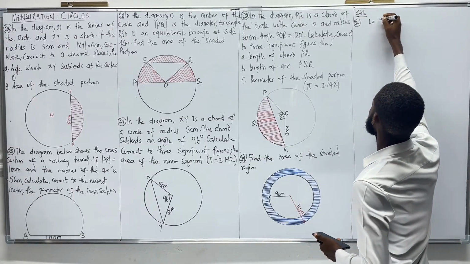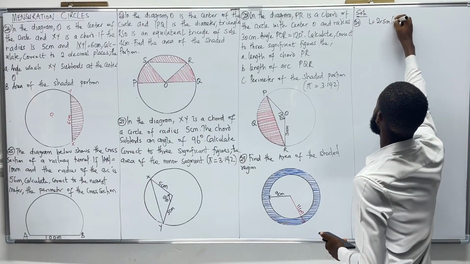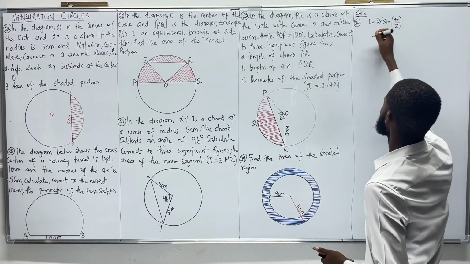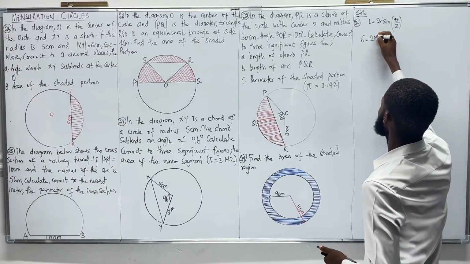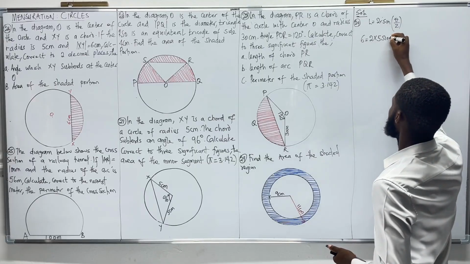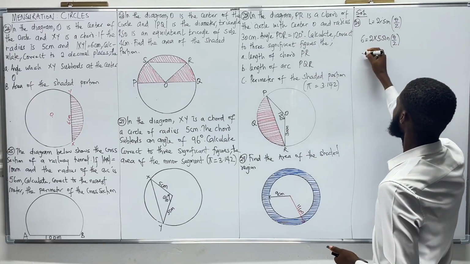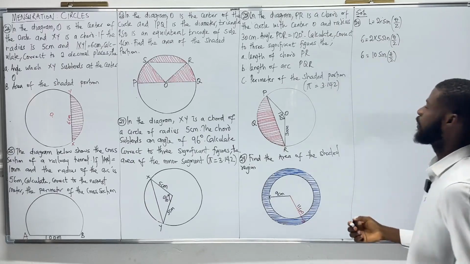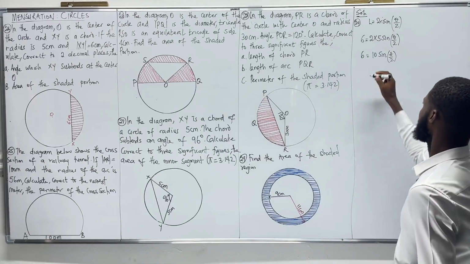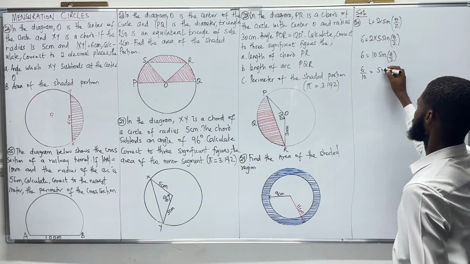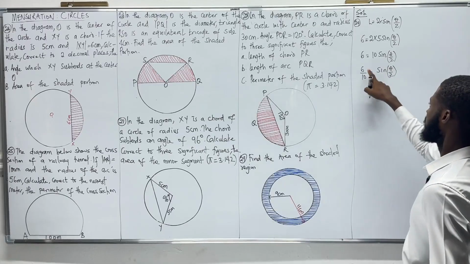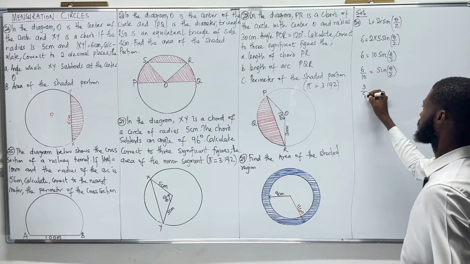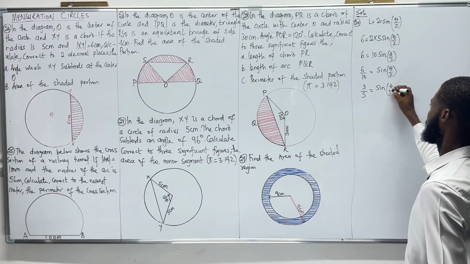The length of a chord is 2r sine theta over 2. That's the formula for length of a chord. Now the length has been given to us as 6. So 6 will equal 2 times the radius, which is 5, then sine theta over 2. Now this is 6 equals 10 sine theta over 2. The next thing we want to do is divide both sides by 10. So this will be 6 over 10 equals sine theta over 2. Now this can be reduced, and then we're going to have 3 over 5 equals sine theta over 2.